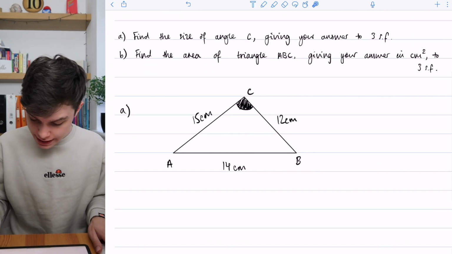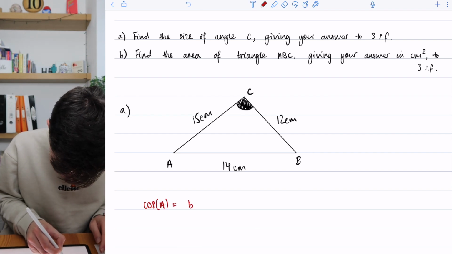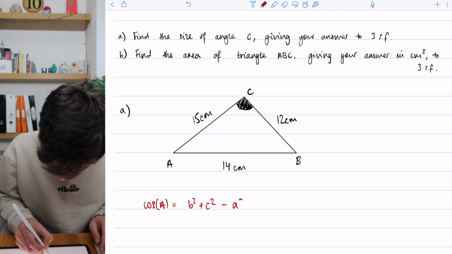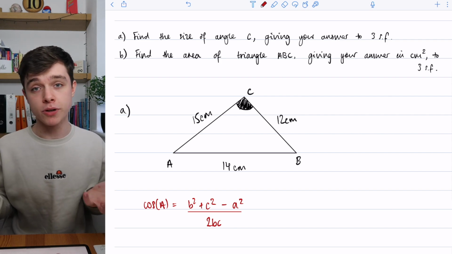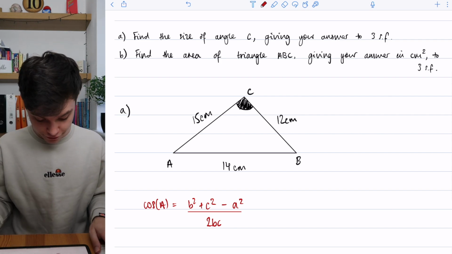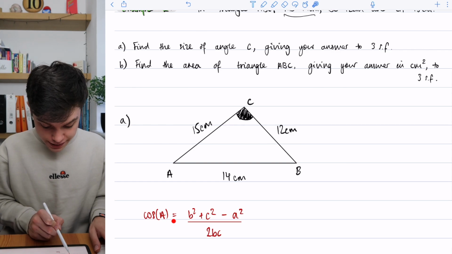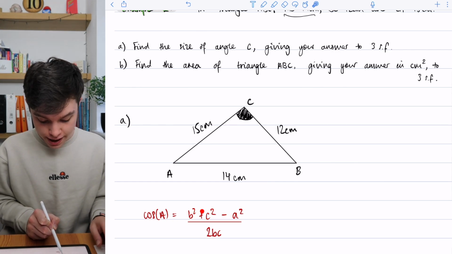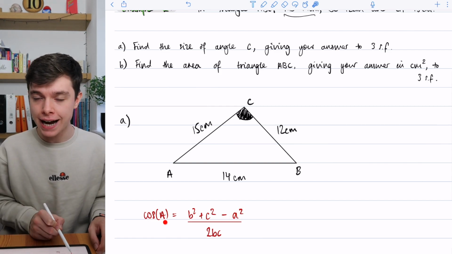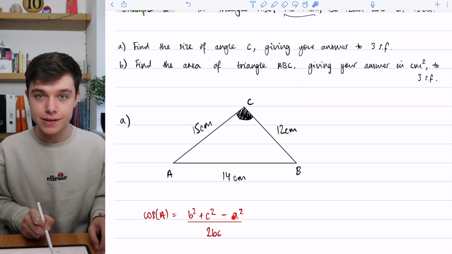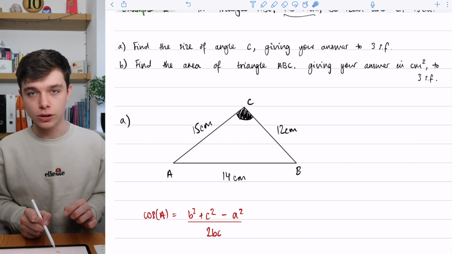So I'll write down the generic formula here. It is cos or cosine of A is equal to B squared plus C squared minus A squared all over 2BC. And that is really just remembered from practice. If you practice this, you'll remember the formula. What it really is: cosine of the angle you're trying to find is equal to the square of the other two sides added together, minus the side squared that is opposite the angle you're trying to find, because A and A match up, then divided by 2 times the two sides that are not opposite the angle.